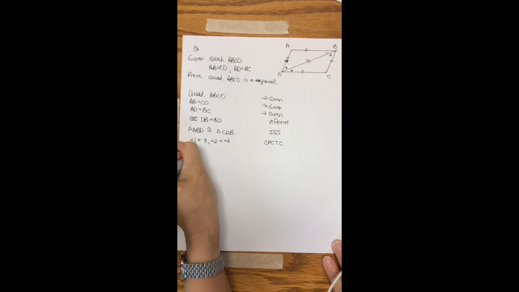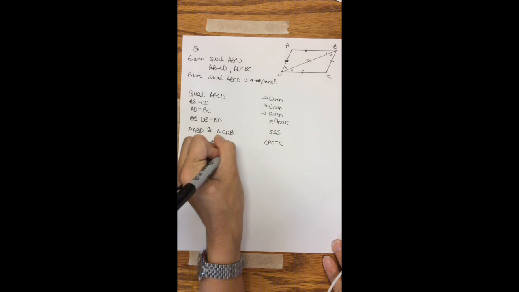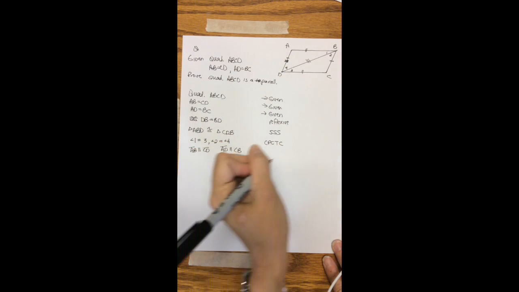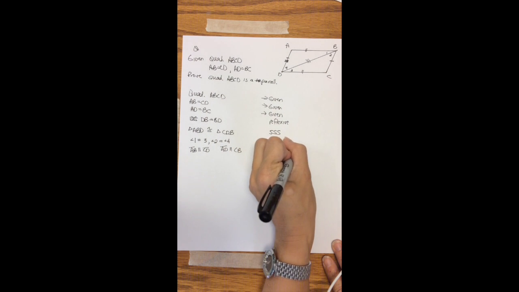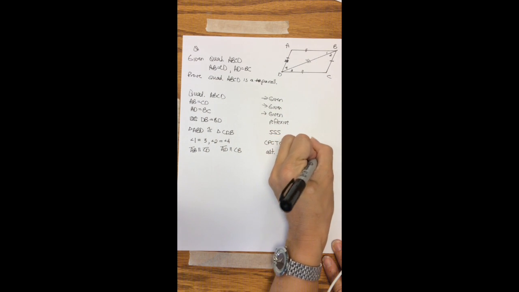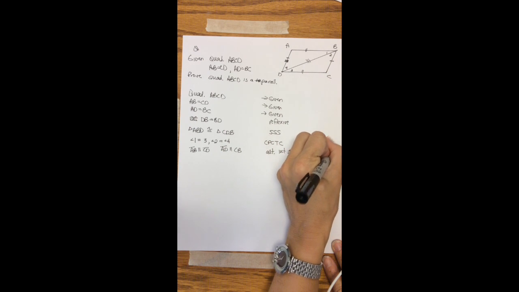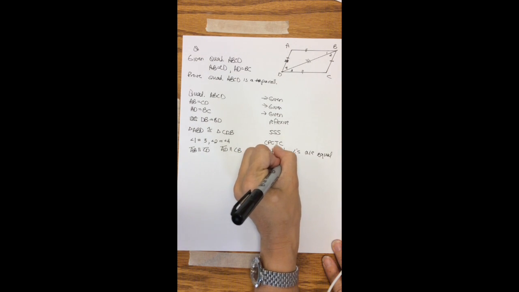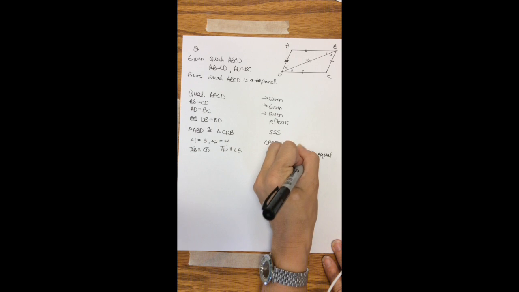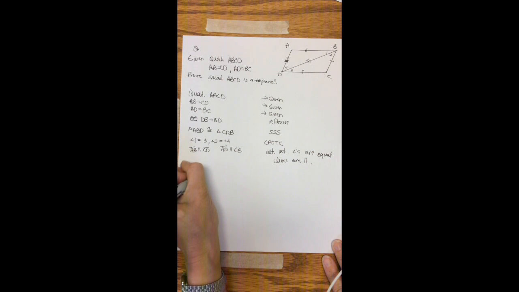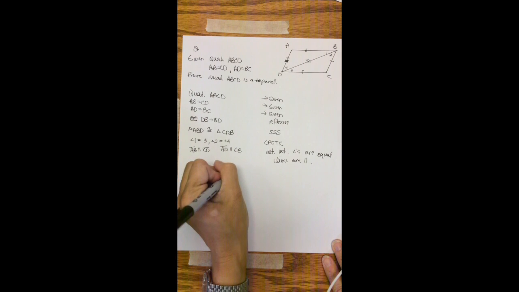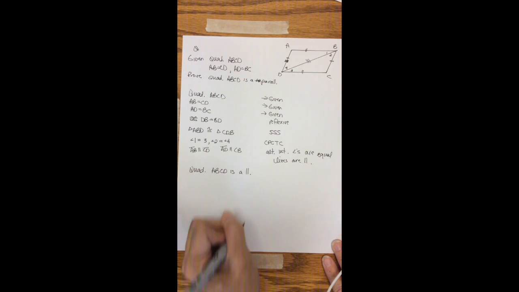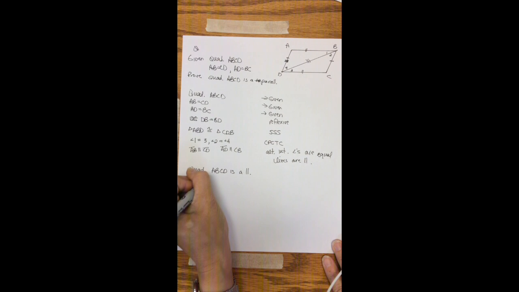So therefore we know that AB is parallel to CD and AD is parallel to CB. Because if alternate interior angles are equal, the lines are parallel. That was easier, wasn't it? So therefore quadrilateral ABCD is in fact a parallelogram. Parallelogram.